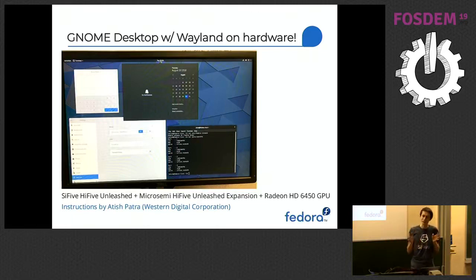The only thing that we struggled with was to figure out what you needed to enable in the kernel to get a mouse and a keyboard. And that took like a week to figure out. Other than that, it did work. So this is the first picture of Atish actually booting in a SiFive with a Microsemi. And that's the GNOME desktop, the same stuff that's running on this laptop, basically.